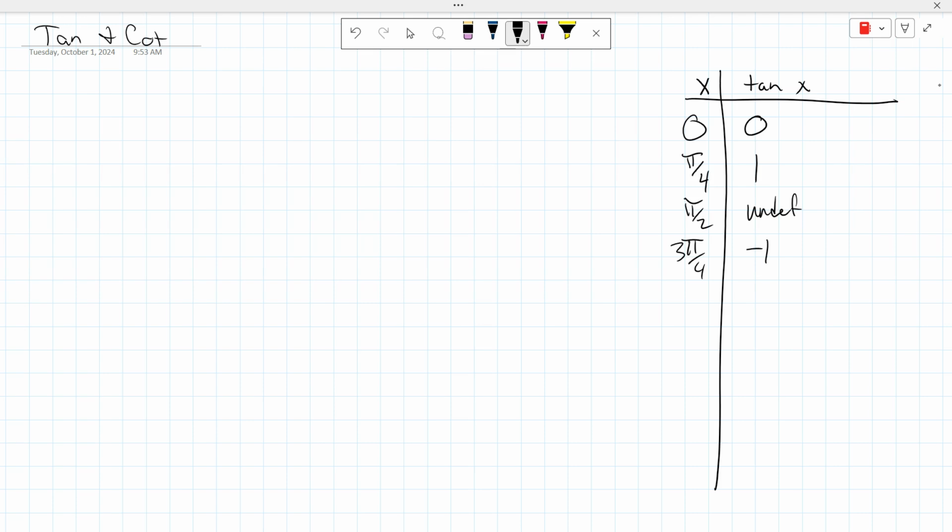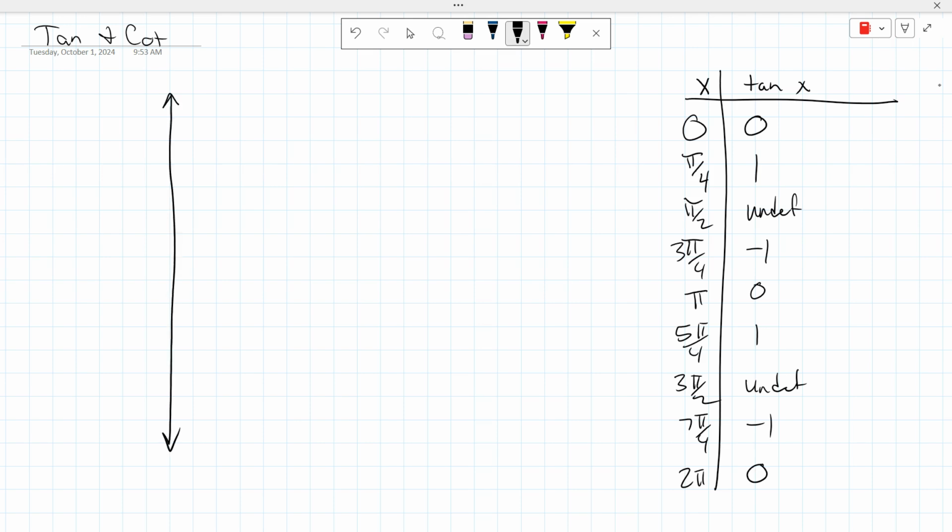-1. Pi, what's the tangent? 0. 5 pi over 4, 1. 3 pi over 2, undefined. 7 pi over 4, -1. 2 pi, 0. And we keep repeating. So what does the tangent function look like?